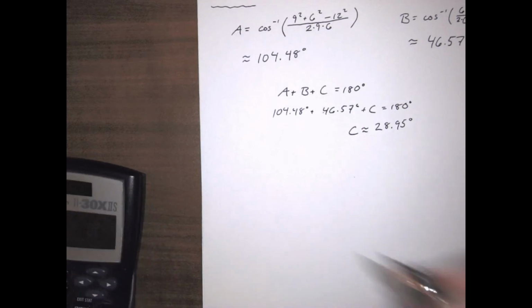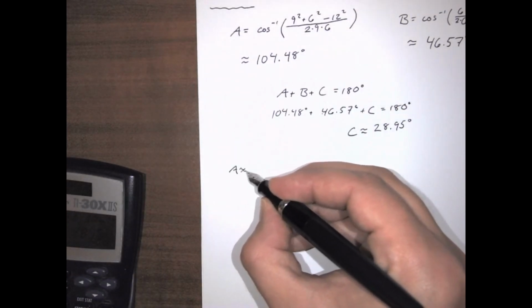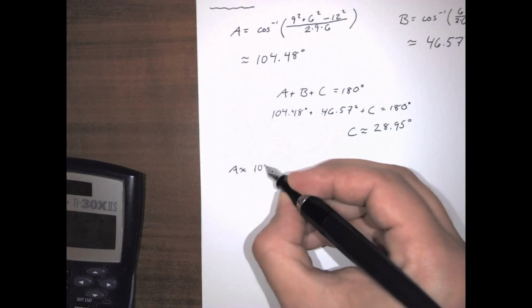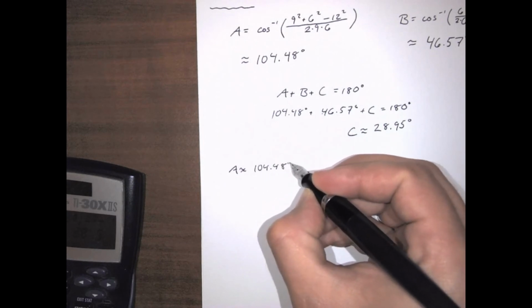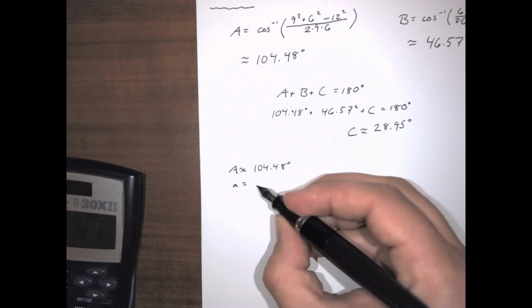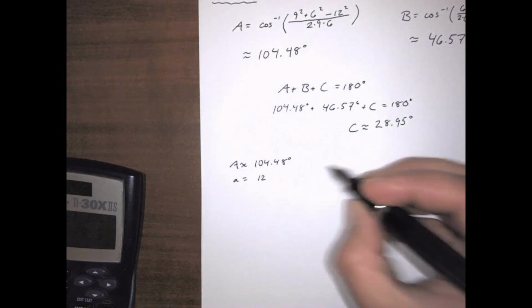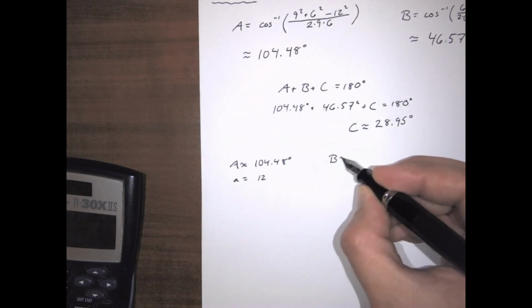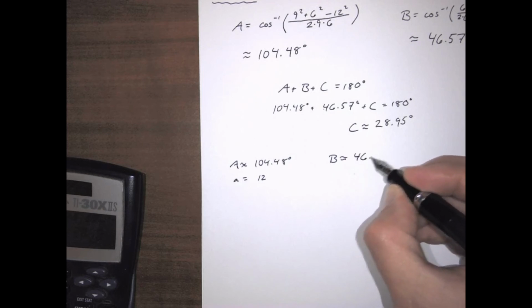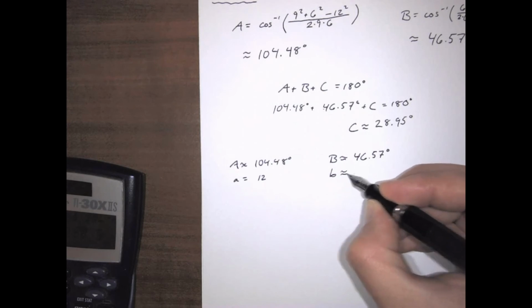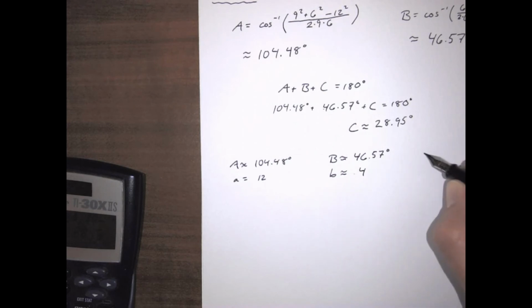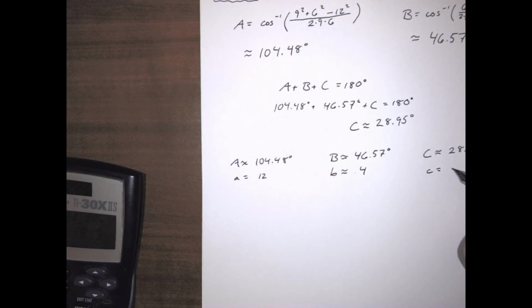Alright, and those are the three pieces. So A was approximately 104.48. Little a was given to us as 12. B is approximately 46.57 degrees. Little b was given to us as 4. Big C was 28.95 by our calculations. Little c was given to us as 6.